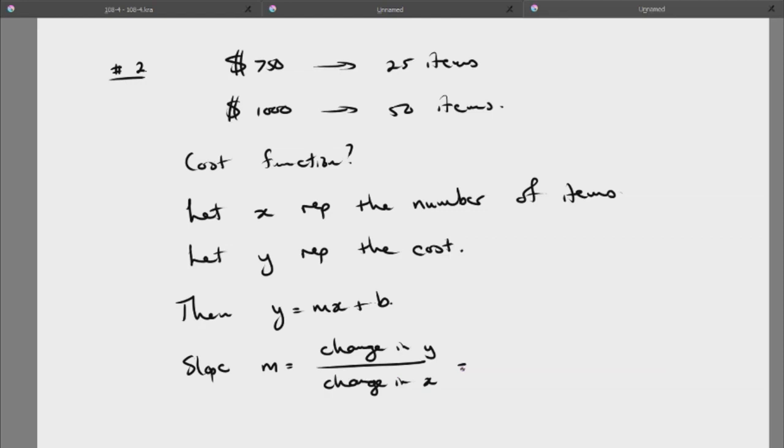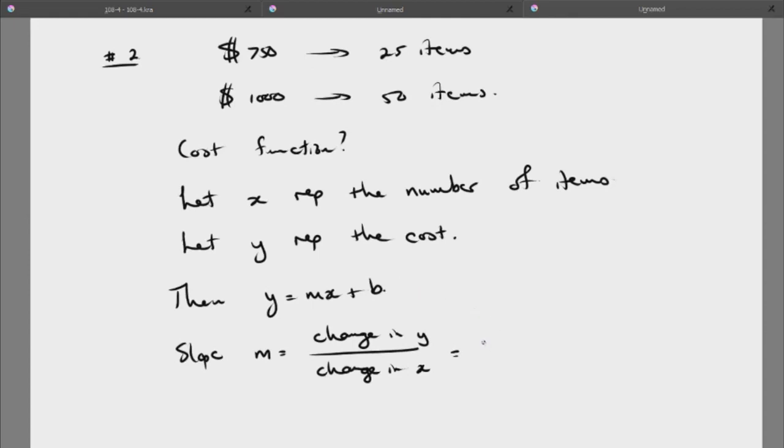Really, if you have different names for your variables, it's really the change in the output variable over the change in the input variable. So just be careful if your names are different. You don't have that familiar x and y that you can rely on. So that's going to be, we can take this as the first situation, this as the second. It's going to be 50 minus 25 over 1,000 minus 750.